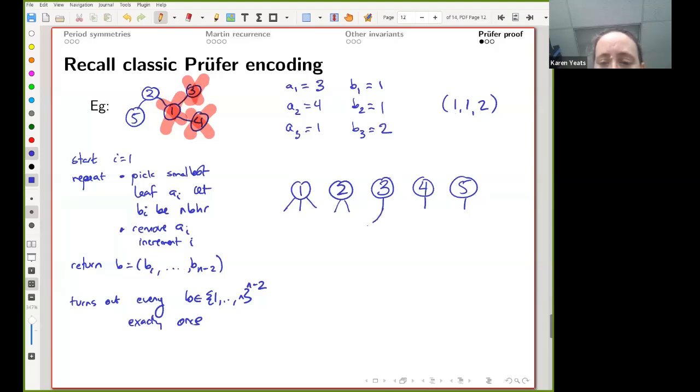So 3 goes to 1, that takes care of this. 4 goes to 1, that takes care of this. And 1 now is the smallest one that has only one thing, and that goes to 2 because that's what it told me to do. And now there's only one thing, so you join it up. Okay, that's the classic proof for encoding.